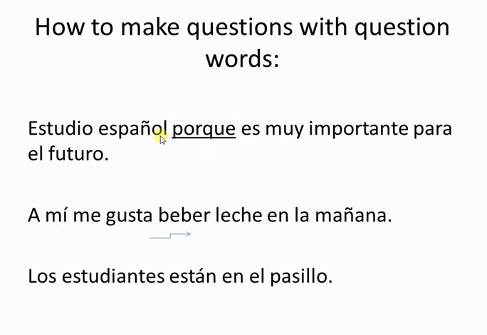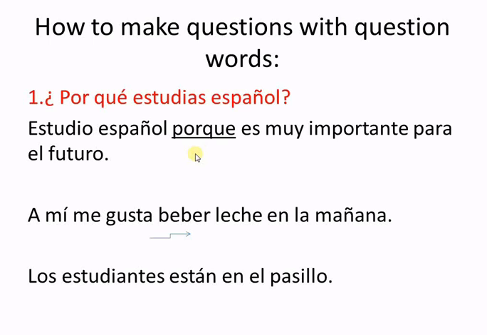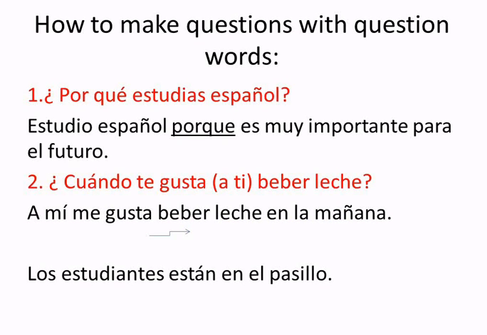Well, here my emphasis is why, right? Why I study Spanish. So you should ask me the question, why do you study Spanish? ¿Por qué estudias español? So you need to be careful because my answer I have in the yo form. I study Spanish. So in the question you need to ask in the tú form or could be in the usted form. Okay? A mí me gusta beber leche en la mañana. So you'd ask, ¿cuándo te gusta a ti beber leche?